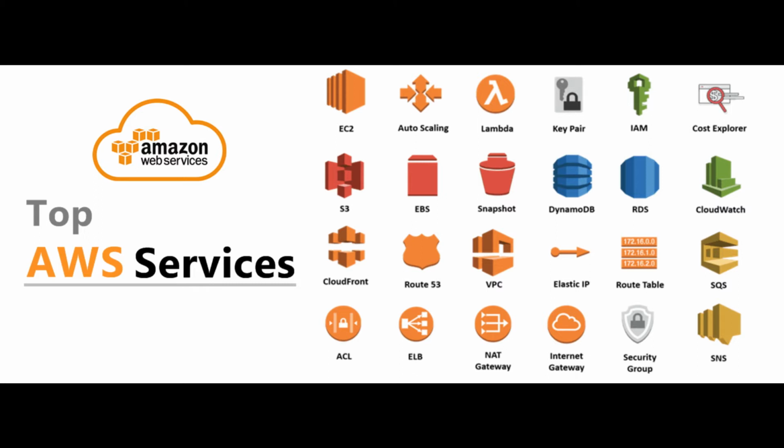S3, EBS, how we can take the snapshot, how DynamoDB works, what is RDS, how we can configure the CloudWatch, what is CloudFront, what is Route 53, how we can develop or create our VPC, how we can deploy Elastic IP, what is route table, what is SQS, ACL, ELB, NAT gateway, Internet gateway, security group and SNS. So these all we will cover in this video.